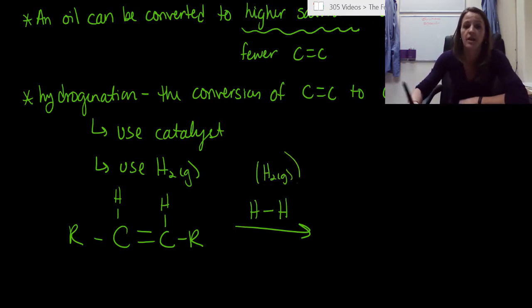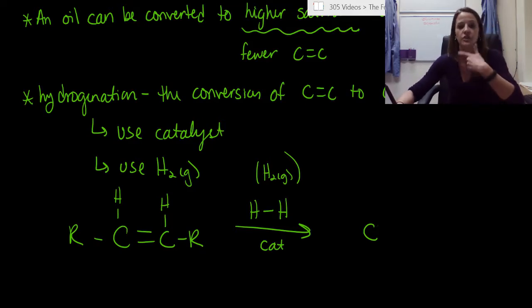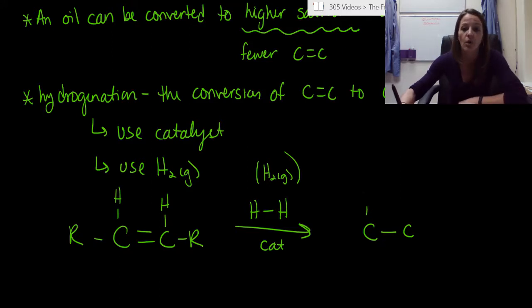Sometimes you'll see it written like this, but we're just going to do the hydrogen double bond here. We also have to add a catalyst. So we're just going to write catalyst here. And what happens is we basically hydrogenate. And so we add hydrogens to that double bond. So instead of having a double bond, now we've increased our saturation. So it's completely a single bond. And so we don't lose our R, okay, the R's stay the same, but now we have 2 hydrogens here as well.